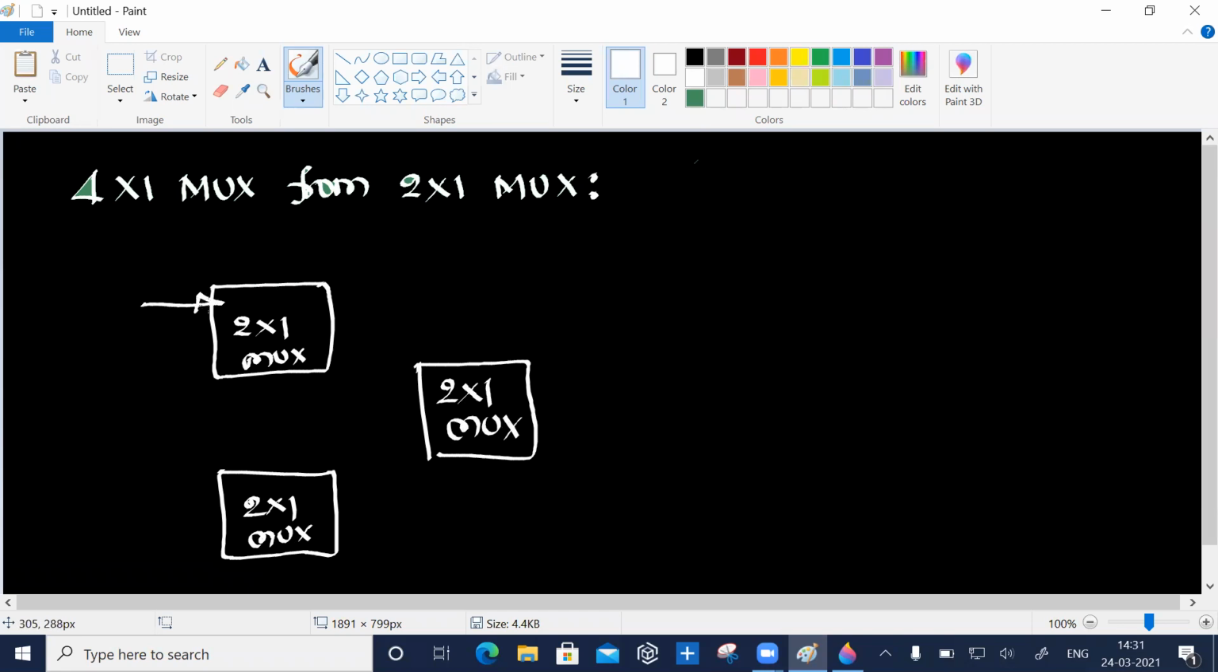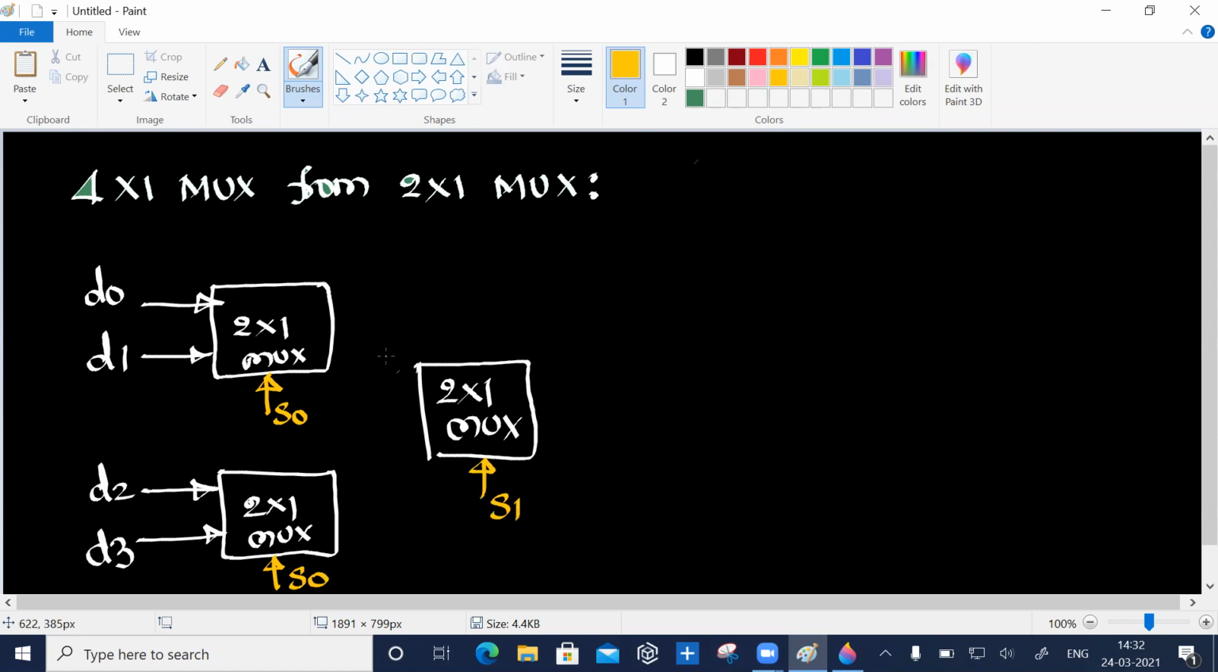Now what I'll do, simply I'll connect like this: D0 and D1, D2, D3, and I'll give here S0, and I give here again S0, and this must be S1. The output of this I must connect here, output of this I must connect here, and Y equal to this. This is what you're constructing: a 4 by 1 mux from 2 by 1 muxes.